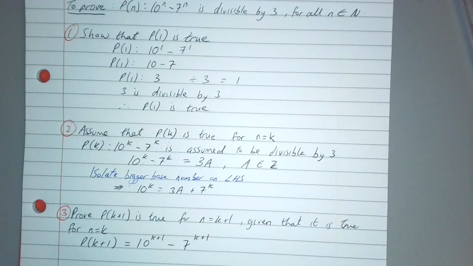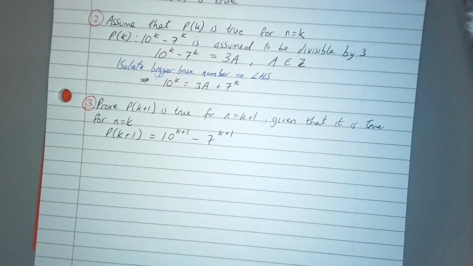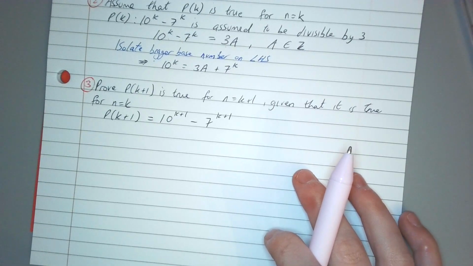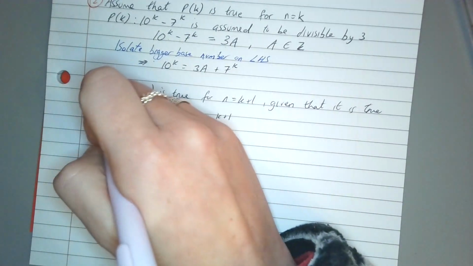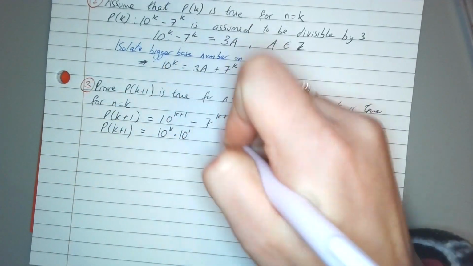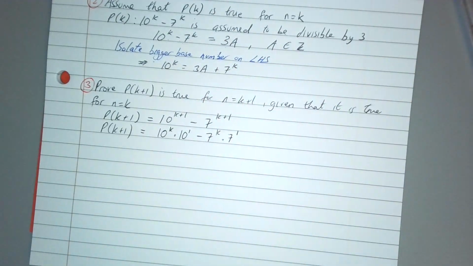And like before, we'll use our index rule and we're going to split up our powers. So I'm just going to move this up a bit. So the proposition of k plus 1 equals 10 to the power of k multiplied by 10 to the power of 1, minus 7 to the power of k multiplied by 7 to the power of 1.